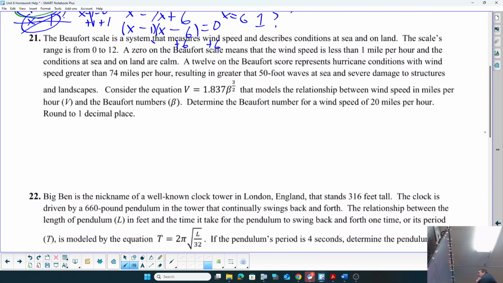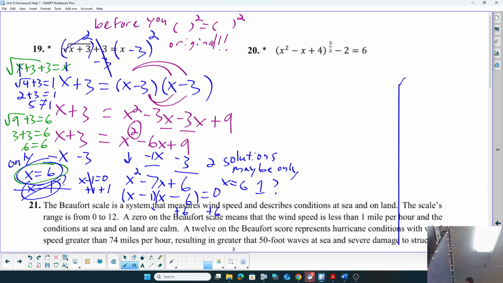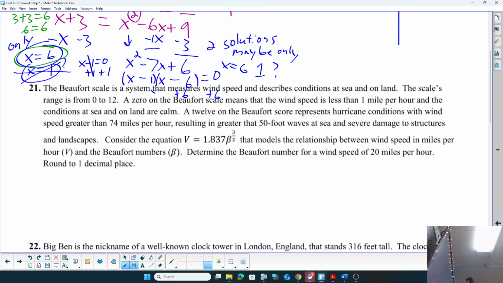Okay, let's see. So determine the Beaufort number. For 20 miles per hour, V is the wind speed in miles per hour, right? So that's this guy, that's V. And they're saying that V is equal to 20. So we're just going to plug in 20 there, okay?